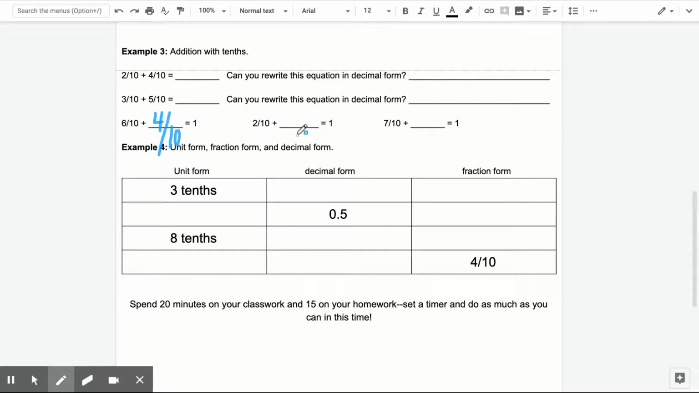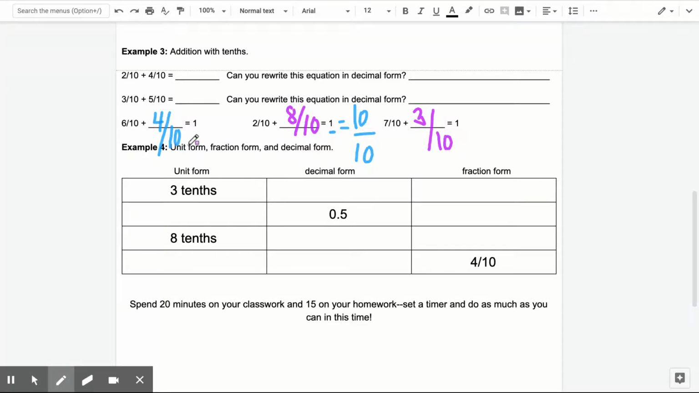The next one, 2/10 plus what gets me to one whole? Don't forget that we can think about that one whole as being 10/10 because we know that 10/10 is an equivalent for one whole. So with this one, I know that my missing number would have to be 8/10 because I know that 2 plus 8 equals 10. On this last one, we've got 7/10 plus what equals one whole. Again, I'm looking to get to 10/10, so my missing piece is going to be 3/10 because I know that 7 plus 3 is 10.